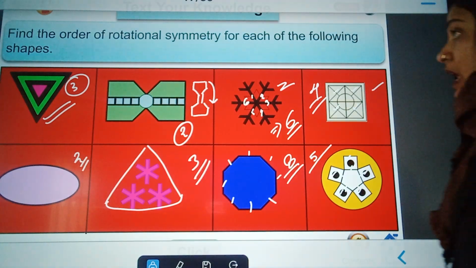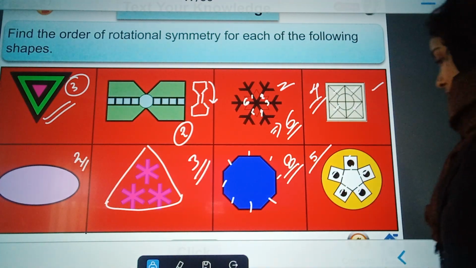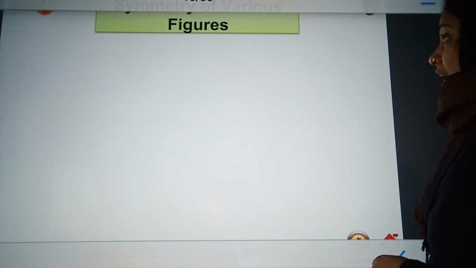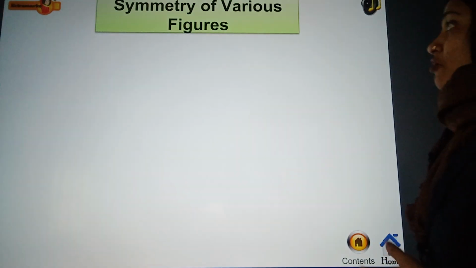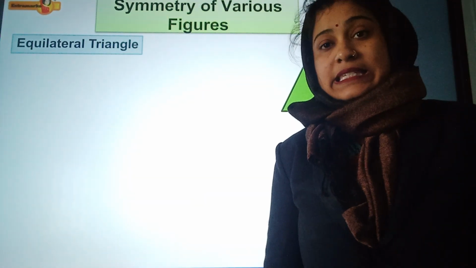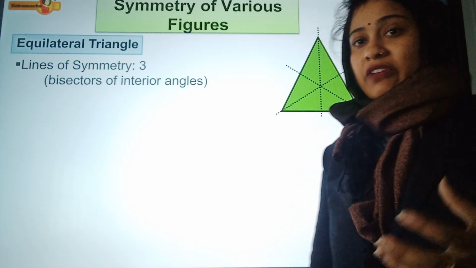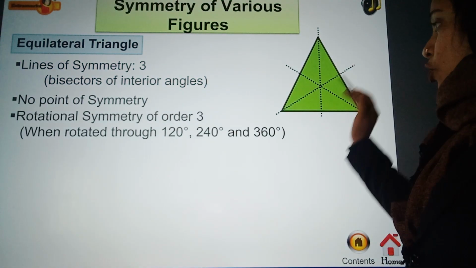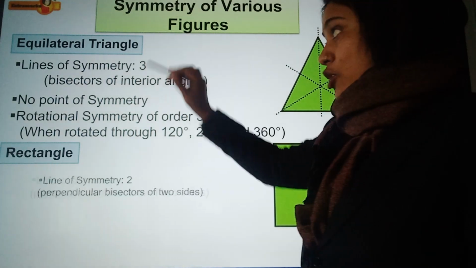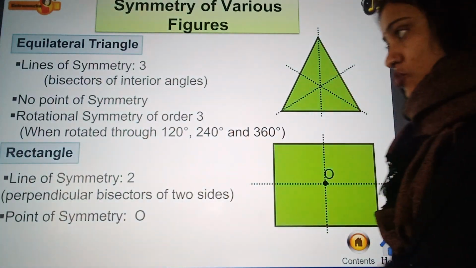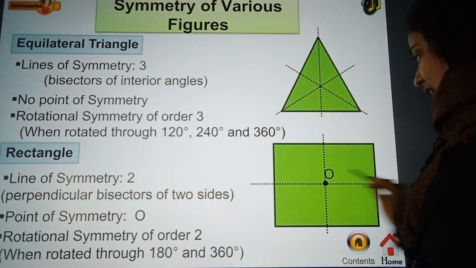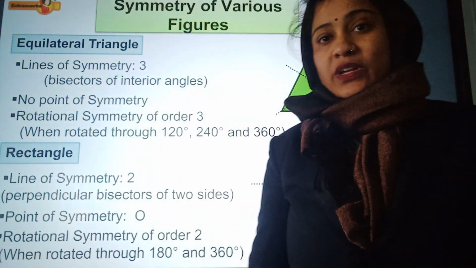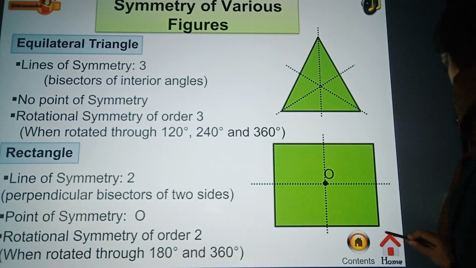Alright. So this was about the order of rotation and how to find it in different shapes. Now the symmetry of various figures, how to find the symmetry of different figures, we have already discussed in our previous class. Here we have equilateral triangles. Since 3 sides are equal, the order of rotation will be 3, with 3 lines of symmetry, and no point of symmetry. For a rectangle, 2 lines of symmetry, vertical and horizontal. Since the opposite sides are equal, we have the order of rotation as 2.